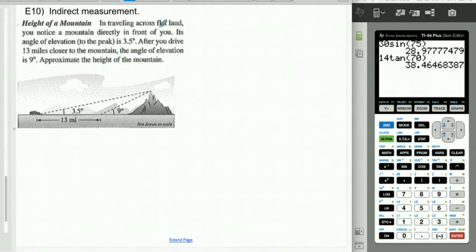E10 is a really fun problem. It's called indirect measurement. I think on your review, I give you a problem about King Kong. Sometimes I give you a problem where this is City Hall. Indirect measurement is the idea of not being able to get close enough to actually measure something.